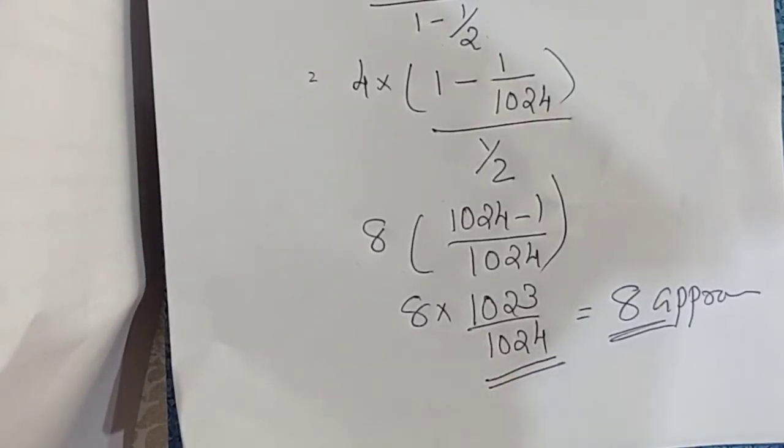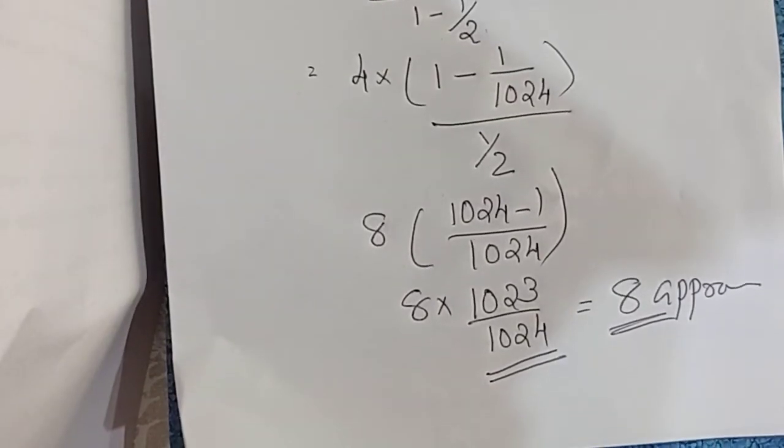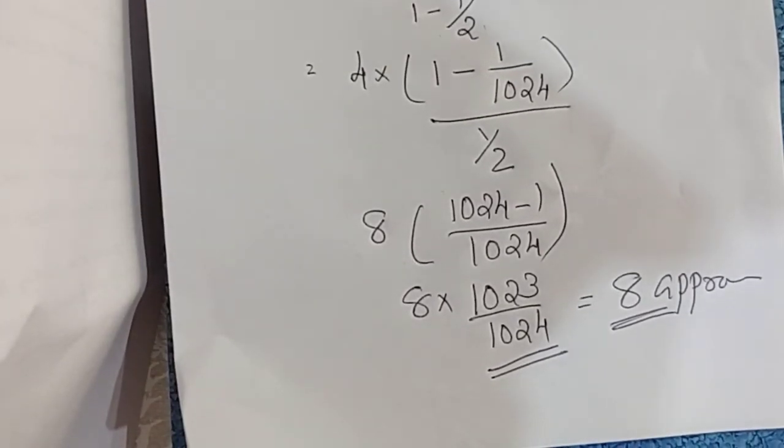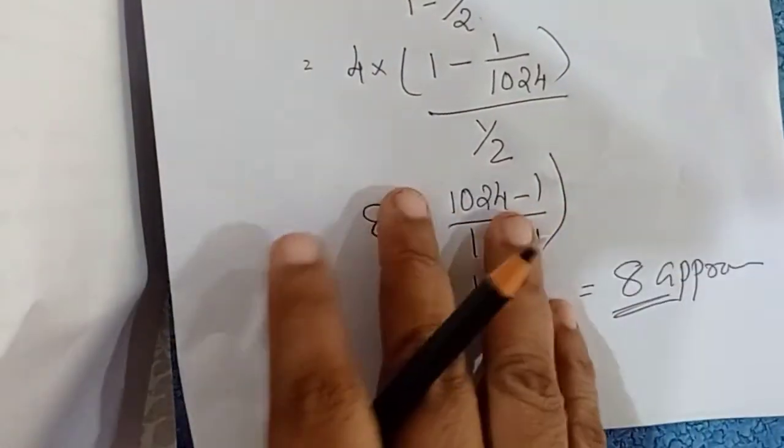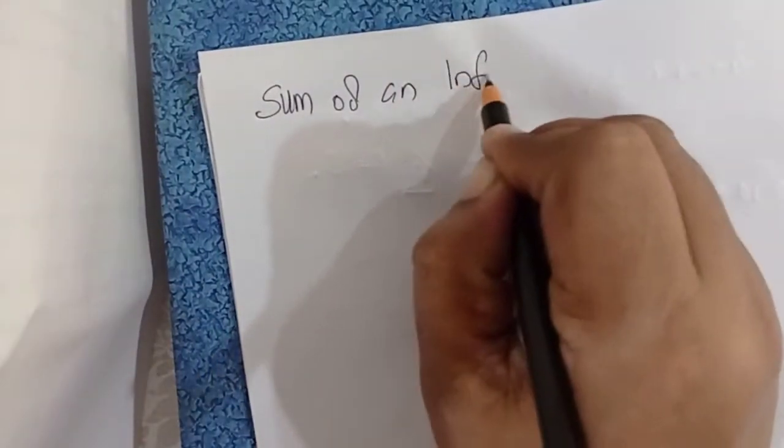Okay, students? This is the way to find sum of n terms. Then write the next formula: sum of an infinite geometric progression.